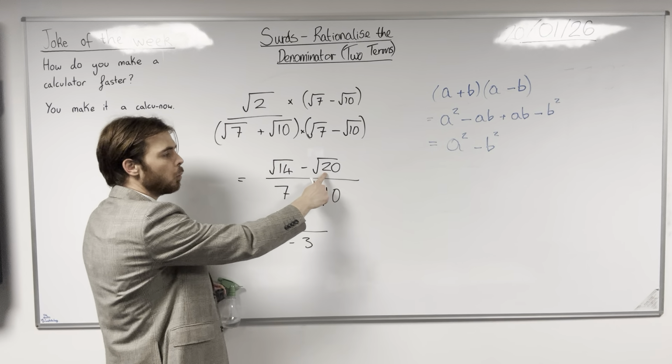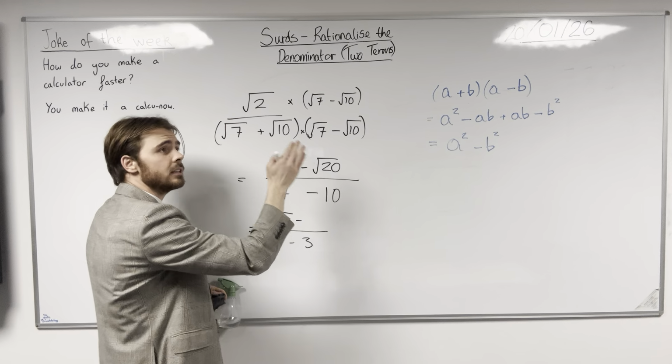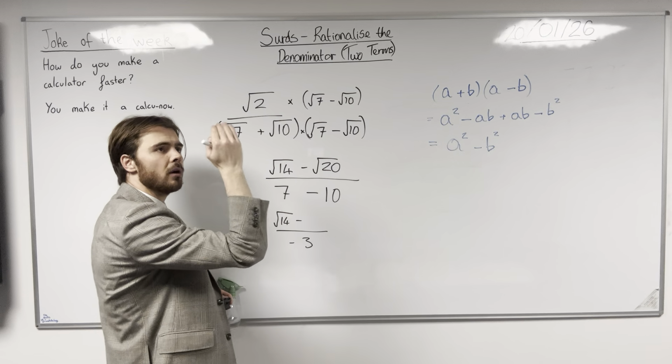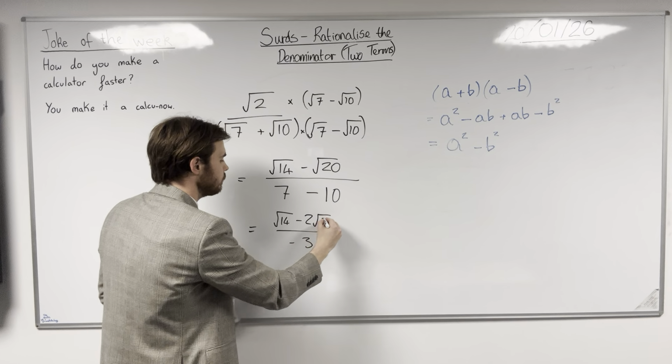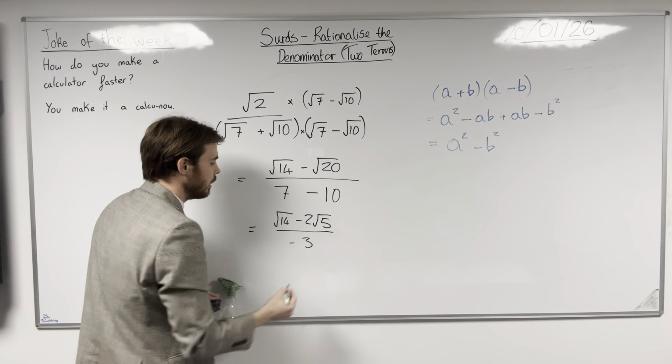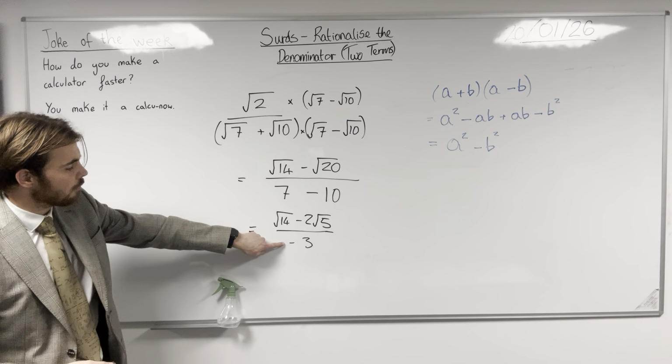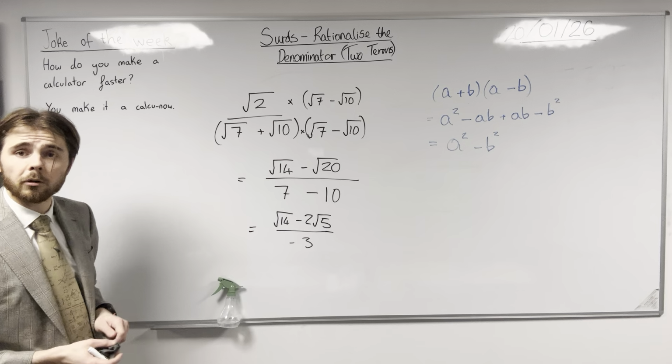There's no square number in it. But the square root of 20, we can write that as the square root of 4 times the square root of 5. And the square root of 4 becomes a 2. So we can write it like that. Now, we can't really divide anything by negative 3, so we could leave our answer like that.